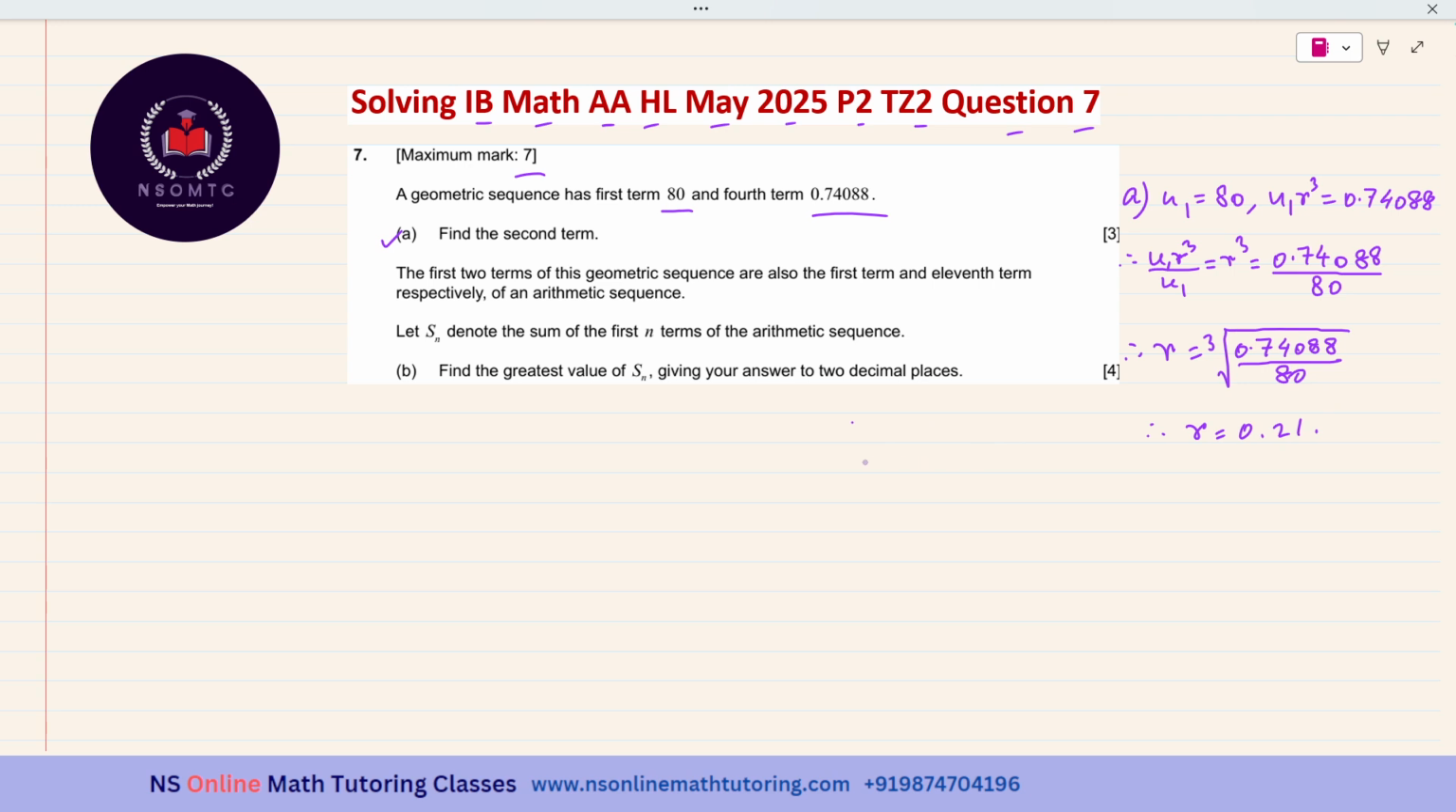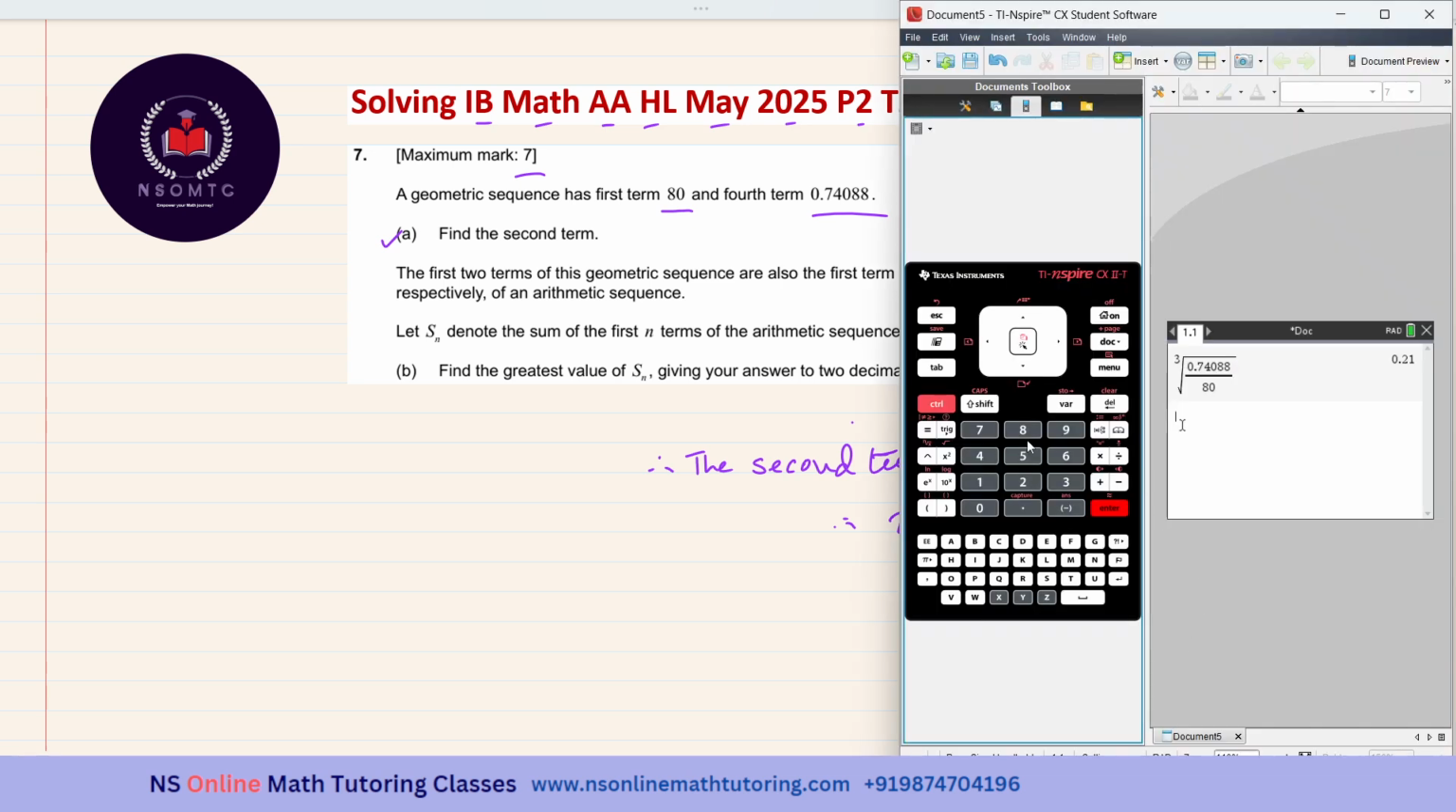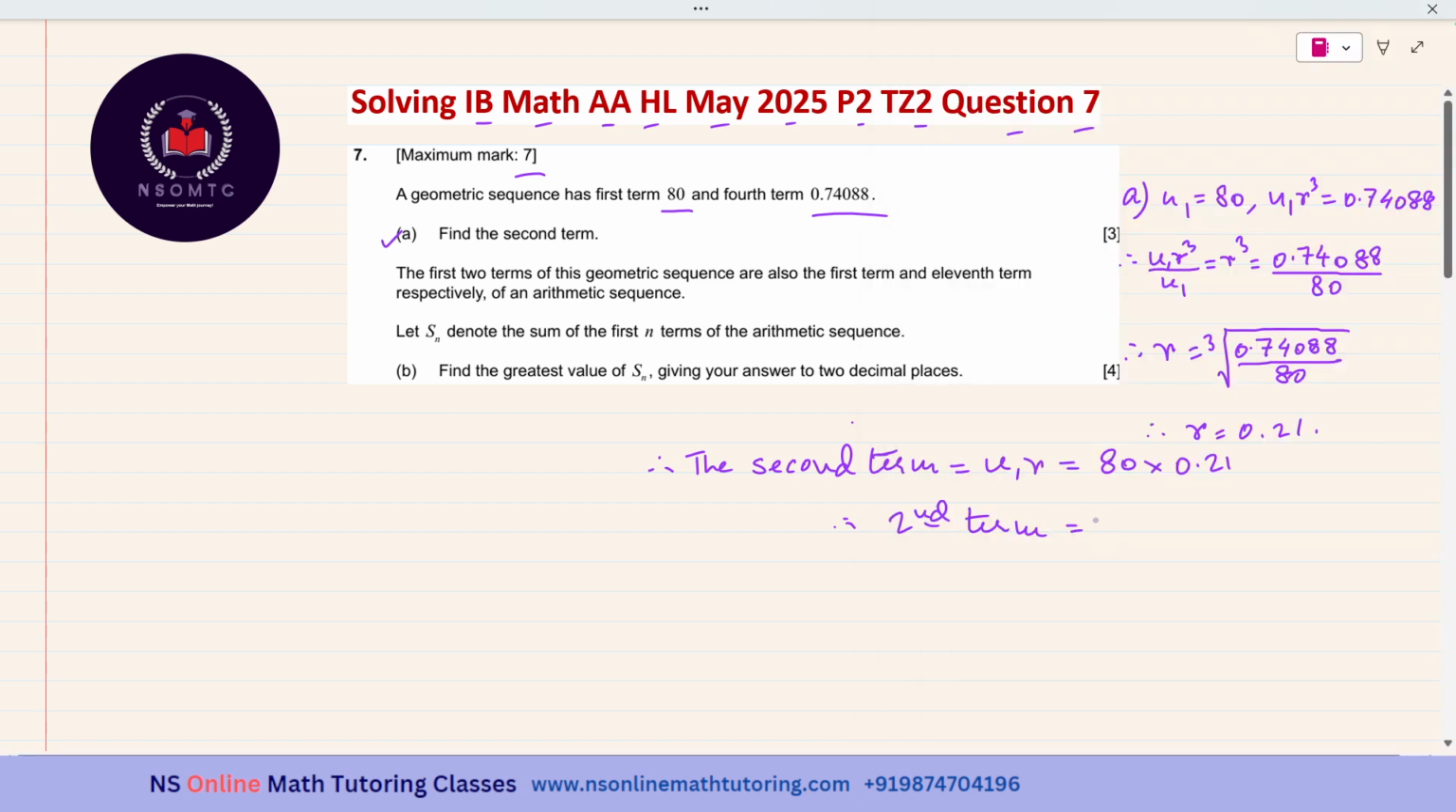So therefore the second term is equal to U1 times R, equal to 80 times 0.21. Therefore, the second term is equal to 80 times 0.21, equal to 16.8.